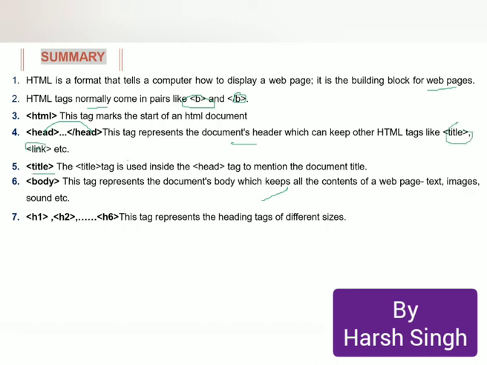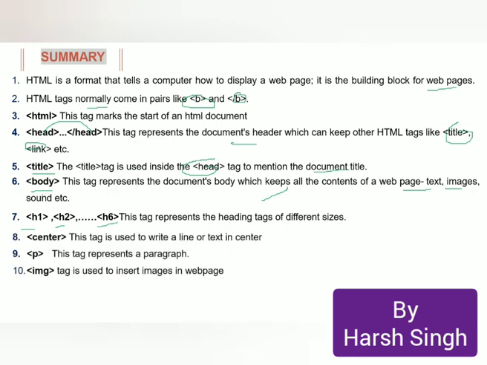Then you have title. The title tag is used inside the head tag to give the document title. Then we have body. This is the main container of the content. This tag represents the document body, which will keep all the contents of the web page: text, images, sound, etc. Then we have H1 to H6 for heading tags of different sizes. Center, this tag is used to write a line or text in the center. P is for paragraph, IMG for inserting images.